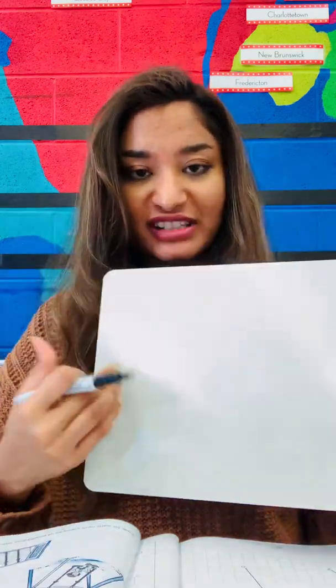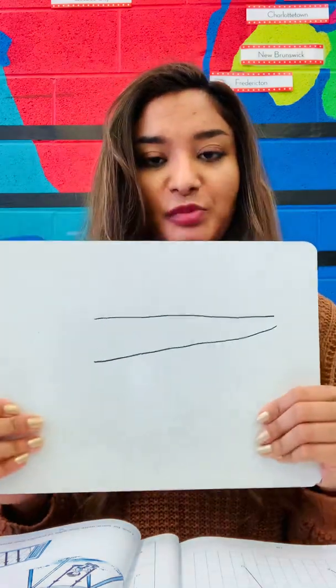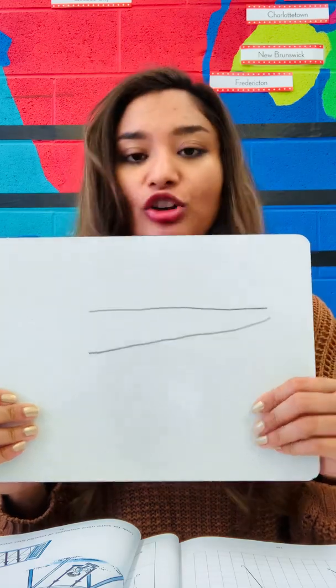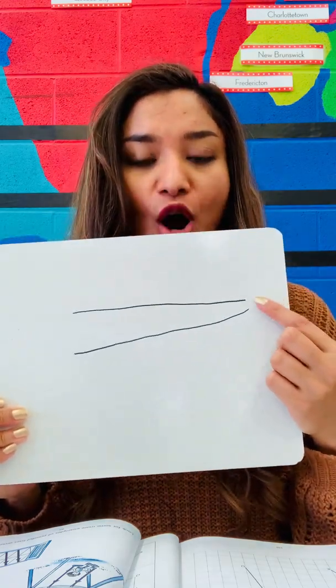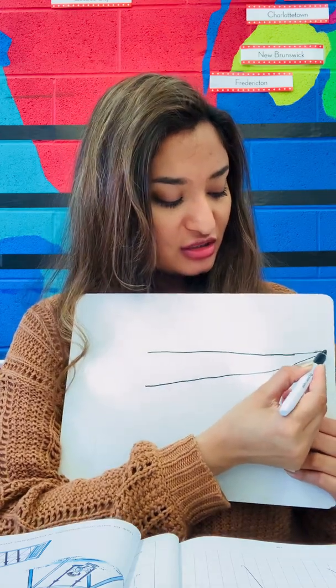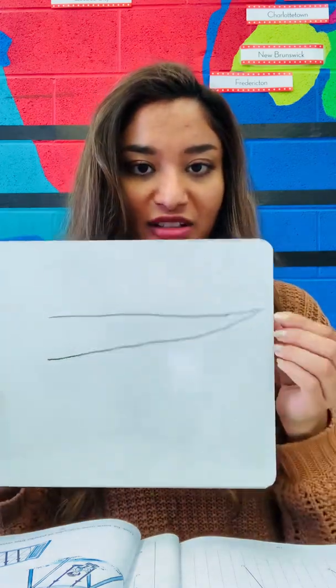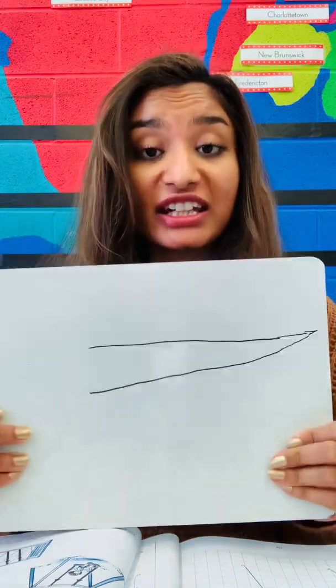Now I'll give you another example. Look at this line and look at this line. Are these parallel lines? No, they're not parallel. Because do you think there's a chance that if we keep on drawing these two lines, they would end up touching each other? So therefore, they are not parallel lines. Parallel lines never touch each other. There's not a chance that they would touch each other.